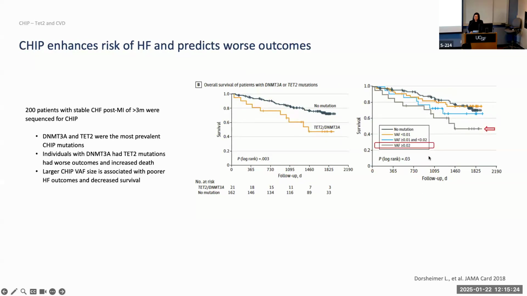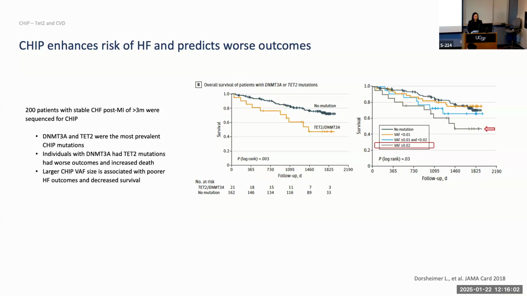So do we also see this increased risk for heart failure in humans? And the answer is yes, we can. This is a cohort of 200 patients who had stable heart failure and a history of coronary artery disease, so prior MI. And they were followed for at least 3 months. These patients were followed for an entirely different study. I believe it was looking at cardiac stem cells. So there was a lot of genetic data and sampling that was collected at the time. I think that study ended up being non-productive, but it was reutilized for this CHIP study.